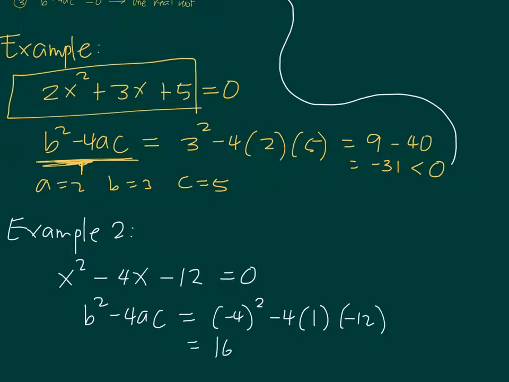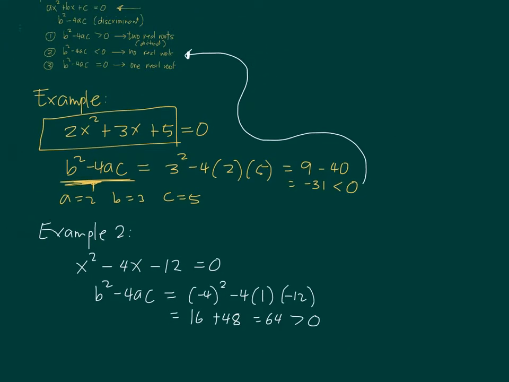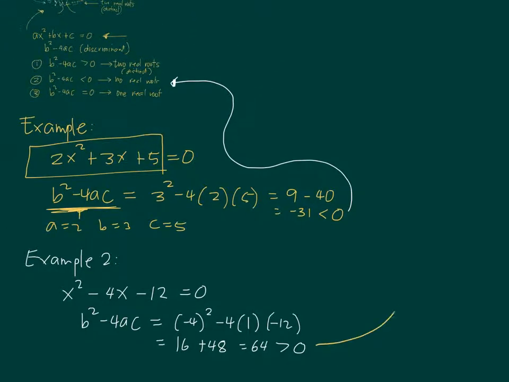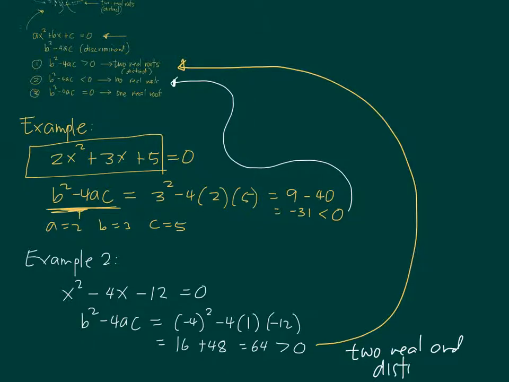So b is negative 4, squared, minus 4 times a is 1 and c is negative 12. So this is 16 minus 4 times negative 12. This is multiplication, so that's positive 48. Okay, so this is equal to 64, which is a positive number. And when it is a positive number, according to the rule, when the b squared minus 4ac is greater than 0, then we say that there are two real and distinct, meaning different, roots.